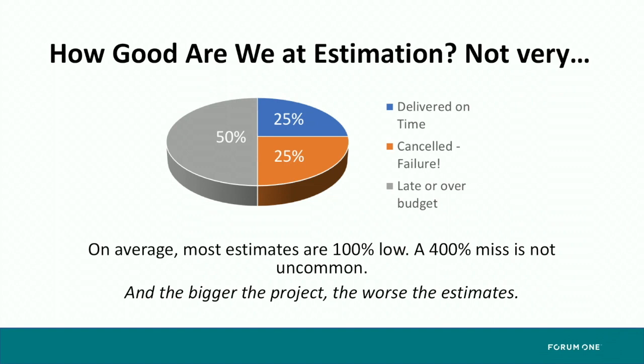How good are we at estimation? This is straight from Steve McConnell. These stats are largely looking at projects that occurred in the pre-Drupal era, but I think most of us would agree that this is probably pretty accurate. 50% of projects come in late or over budget. I think it's probably higher, but 25% are canceled outright just because they run so long that they are perceived to be a failed project and aren't completed.